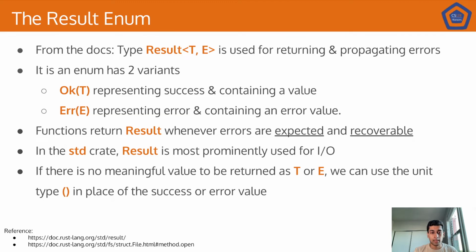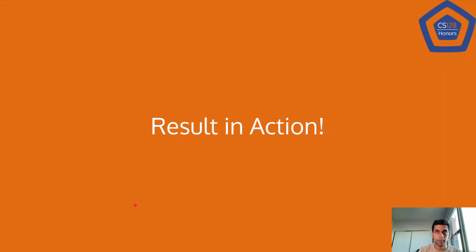Okay. And if there's no meaningful value to be returned as a success value in your Result type, you can use the unit type, a tuple with no values, in the place of success or error. So if there's no meaningful value that you're returning from your function, you can put a little unit type as the T. So Ok just means the function executed successfully, but there's no real return value. So we don't care about the result, we just care that it executed successfully. If it did not execute successfully, we have an error, and that error will have some string. Maybe that string is some type of error message that we can print out and debug. Okay. Let's see Result in action.